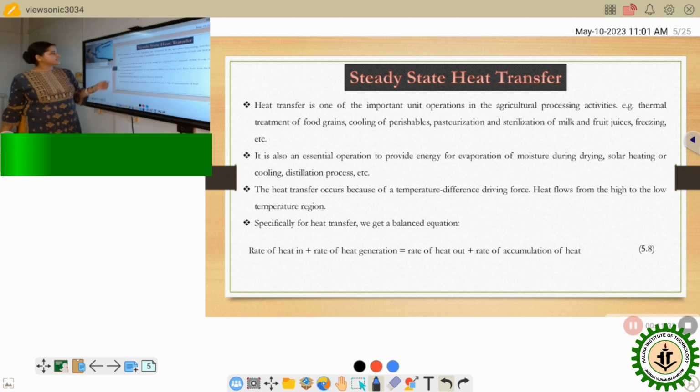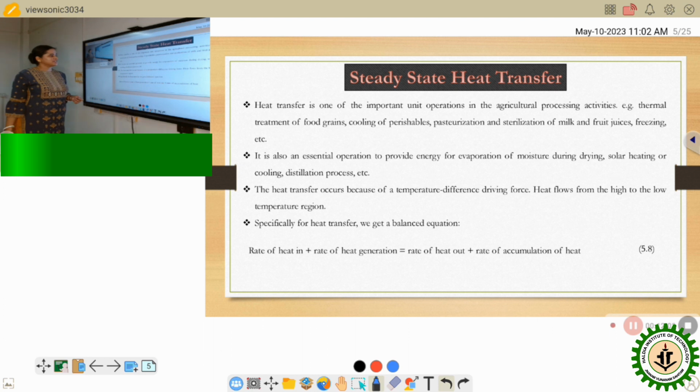It is also an essential operation to provide energy for evaporation of moisture during drying, solar heating or cooling, distillation process, etc. So when does evaporation occur? Evaporation is also a phase change. Whenever a water molecule changes its phase from liquid to gaseous state, its energy level changes. That energy level change is due to the enthalpy change.